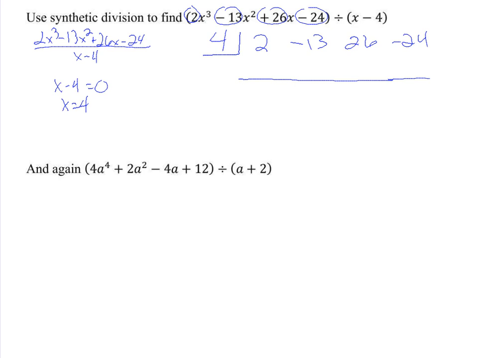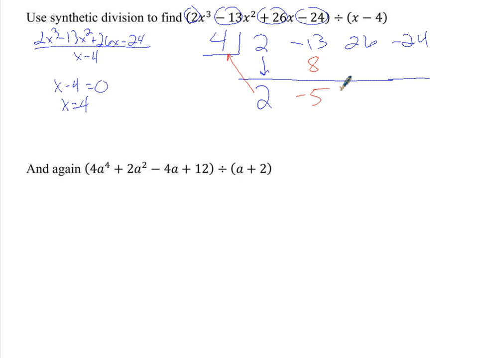So now the synthetic division is all set up. It's ready to go. This number comes down. You can draw a little arrow down if it helps. But that number gets rewritten below. Then I take that 2 and I multiply it times the 4 and I write it down under my next coefficient. And then I add. Negative 13 plus 8 is negative 5.